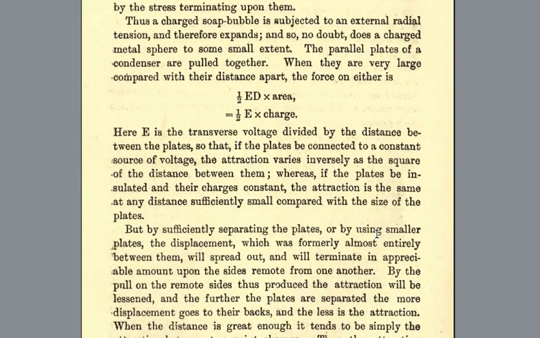Here E is the transverse voltage divided by the distance between the plates, so that if the plates be connected to a constant source of voltage, the attraction varies inversely as the square of the distance between them. Whereas, if the plates be insulated and their charge is constant, the attraction is the same at any distance sufficiently small compared with the size of the plates.